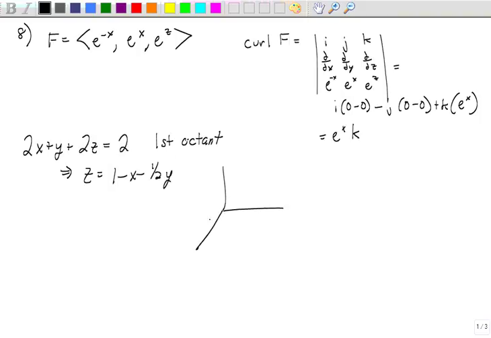Let's see, if we draw that, we get the points 0, 0, 1, 1, 0, 0, and 0, 2, 0.